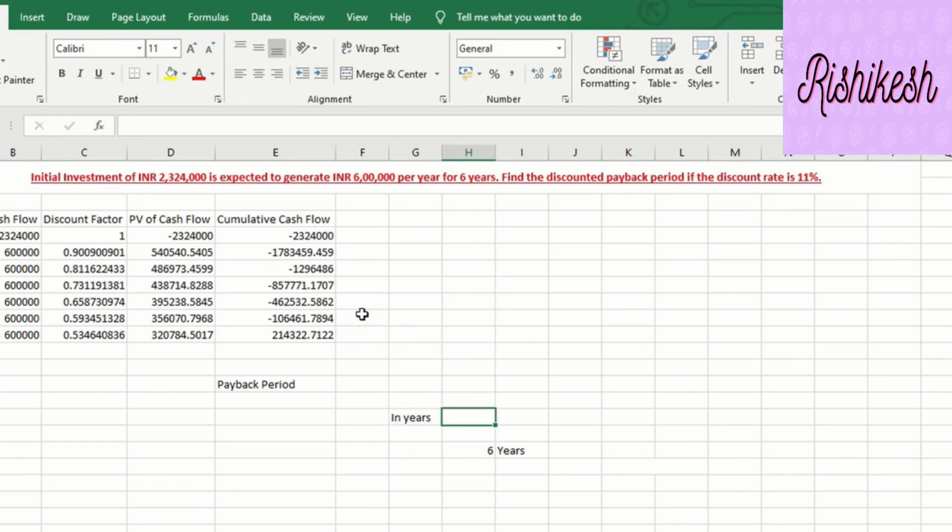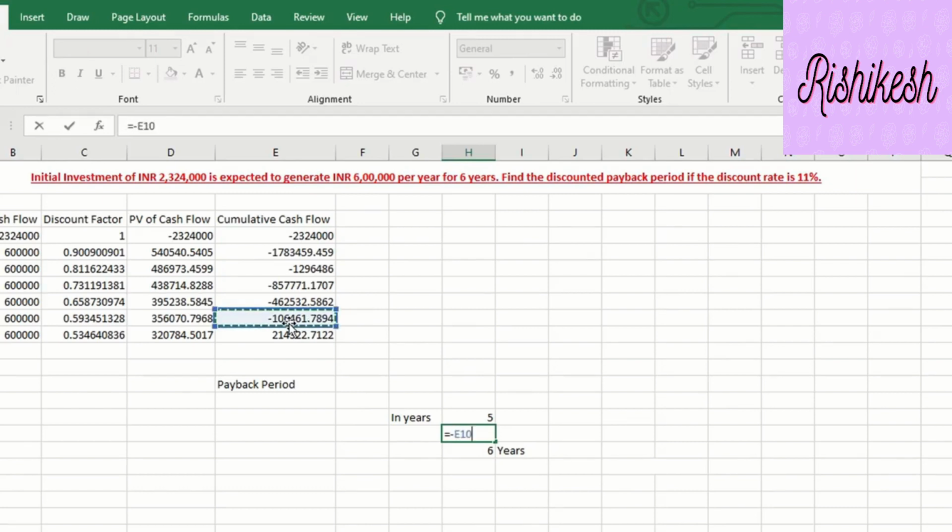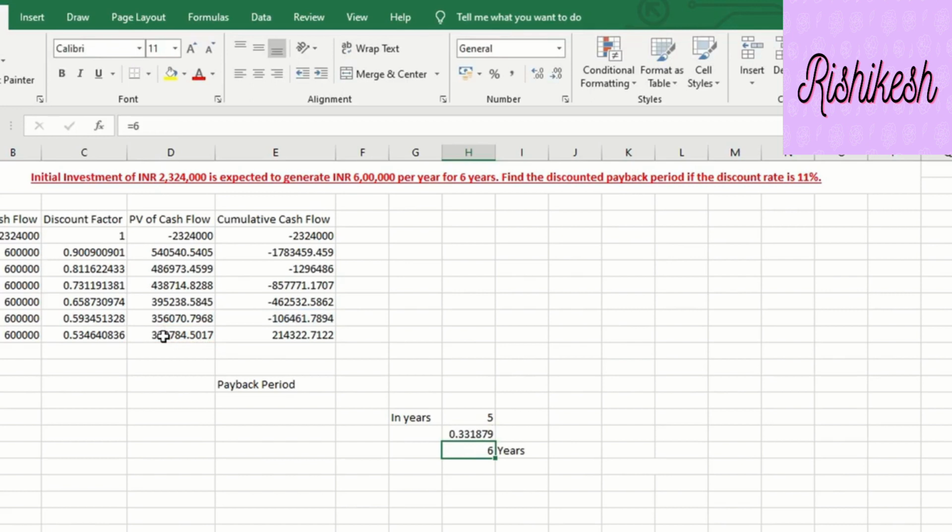So one thing is for sure, that it will be more than 5 years, and less than 6 years. But how much more than 5 years? We already know how we used to do it in the payback period method: minus of this divided by how much positive cash flow you have generated in this particular year. This will give you how many years it will be more than 5. So the total will be 5 plus 0.331879 years. If you have to find it in months, you just have to multiply it with 12.